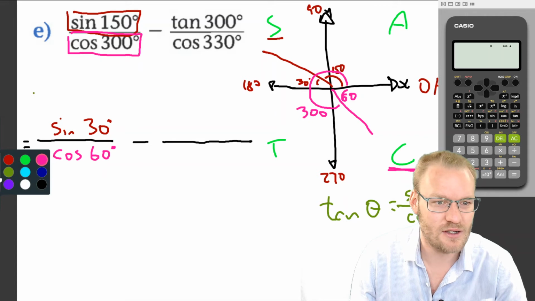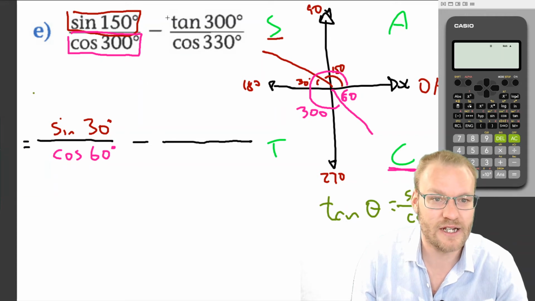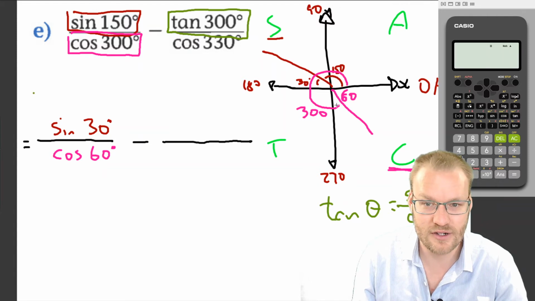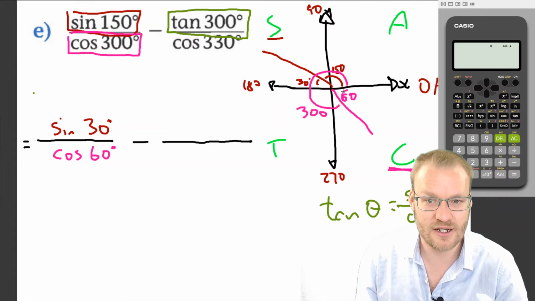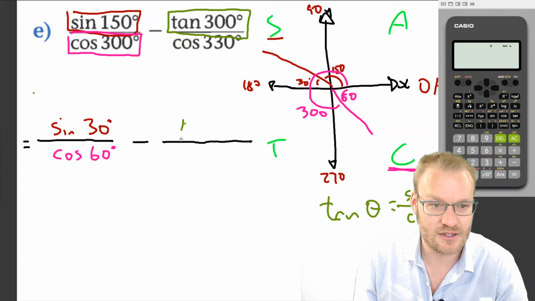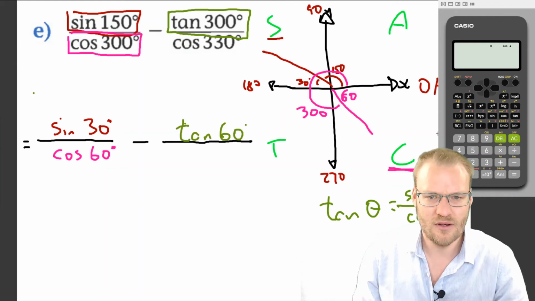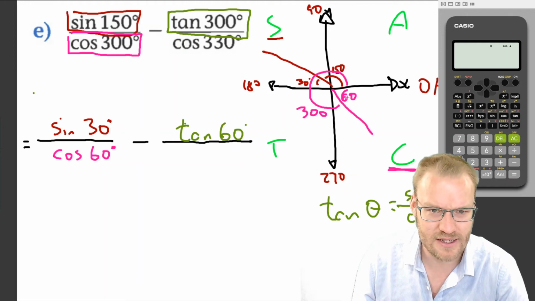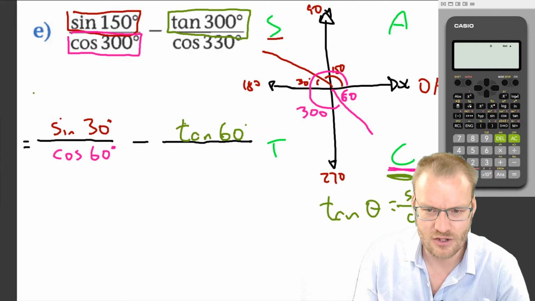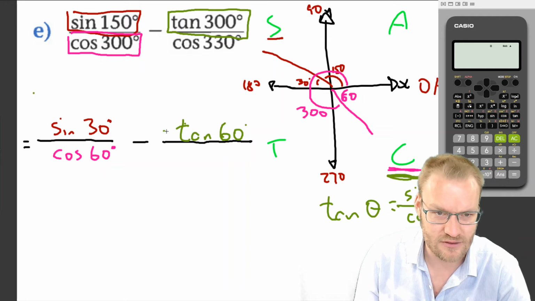Minus, let's go with this green, tan 300. Well, we've already got it. Here's the 300. So another 60 to get us to 360. So this is tan of 60. So 360 minus 60. Is it positive or negative? We're in this quadrant, so it must be negative.